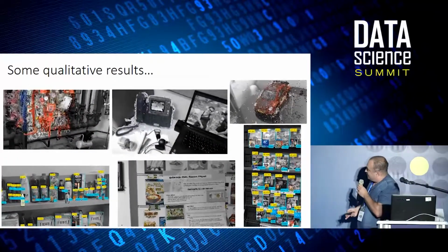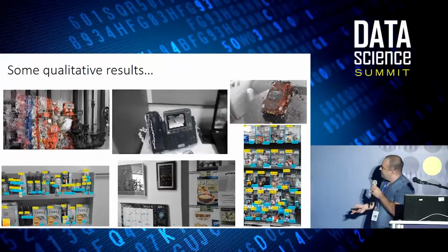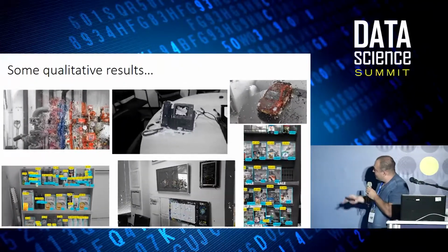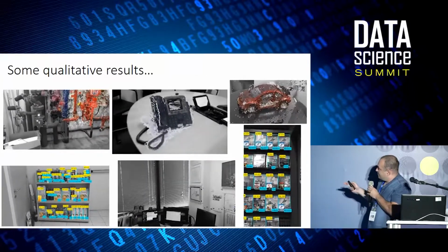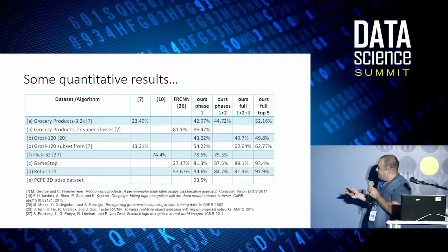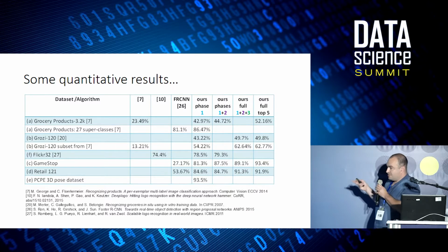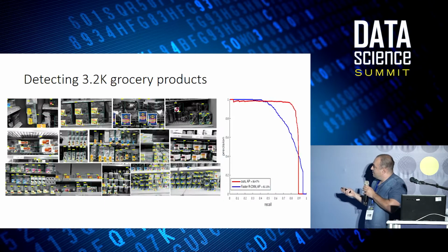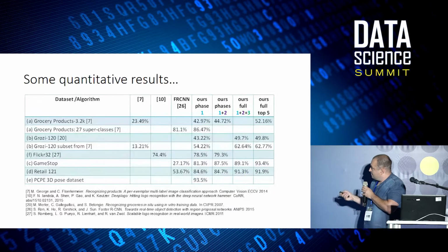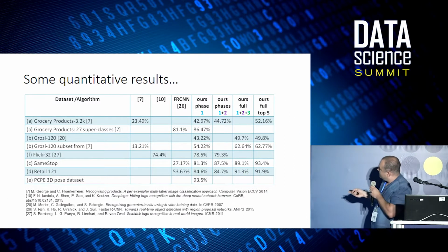So here we see some qualitative results. We have the point cloud matching the products, and of course this is only some of them. We have quantitative results on established data sets of retail products, which don't look like the ones from the previous slide. They look like this. And so there are a lot of numbers, but we won. That's the last column.